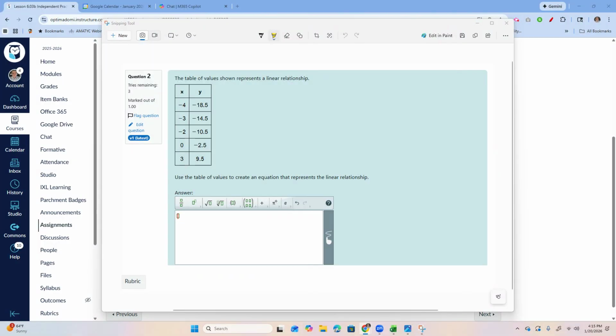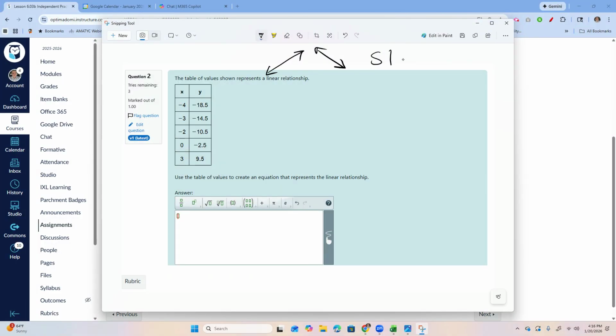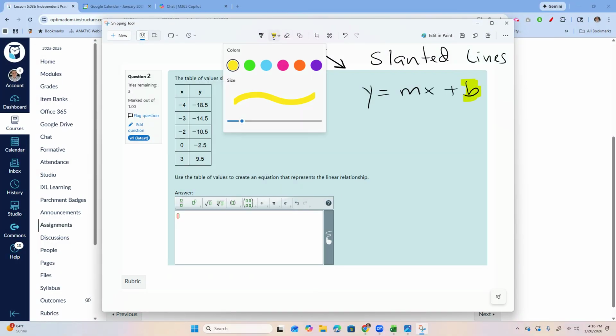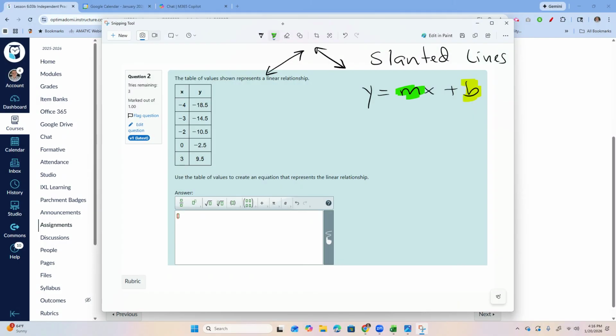So here's question number 2. Again, the same idea. I'm writing the equations of lines that are slanted. Remember, slanted lines, they look like this. This is slanted lines, okay? In all the slanted lines, the equation is always y equal mx plus b. Your job, find the value of b and find the value of m, okay?